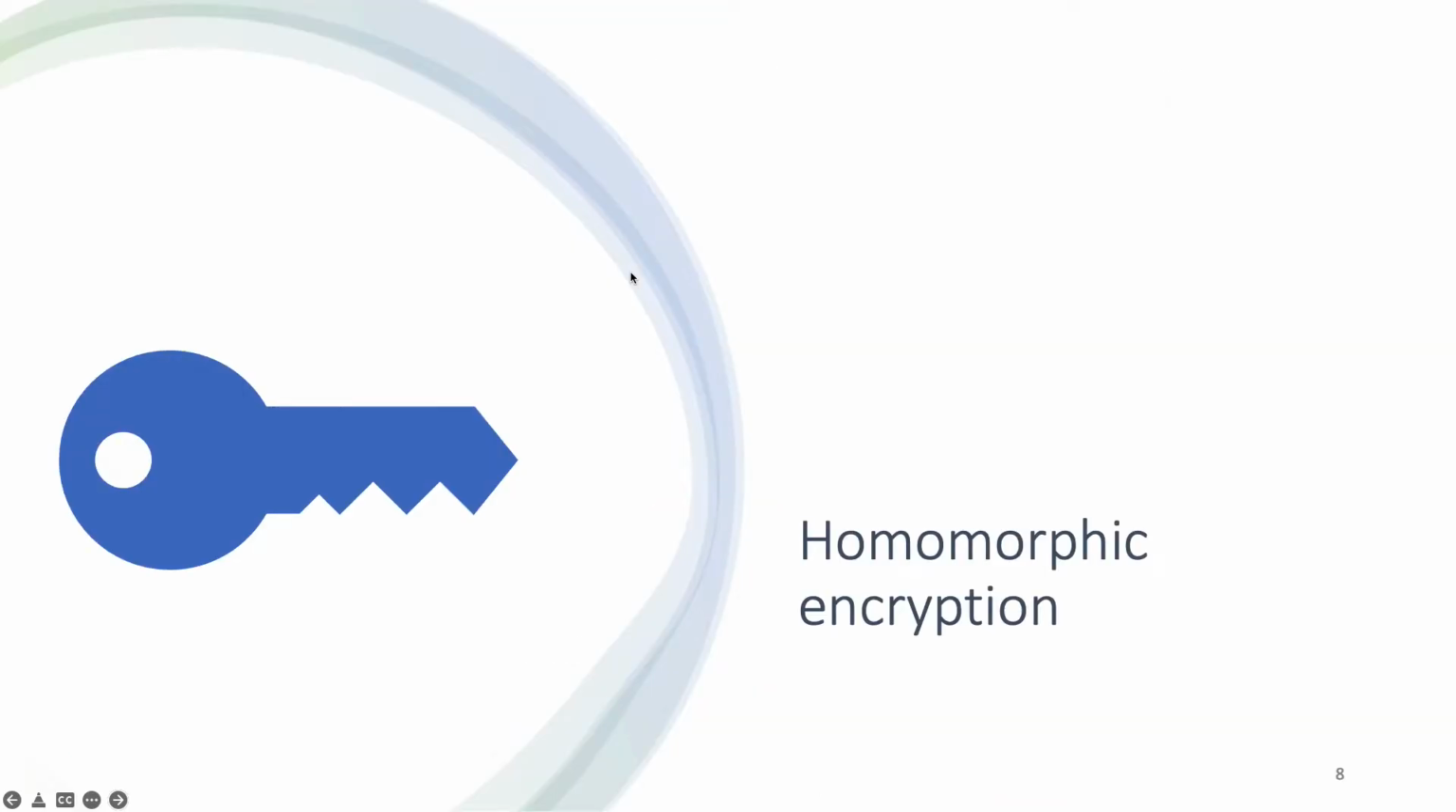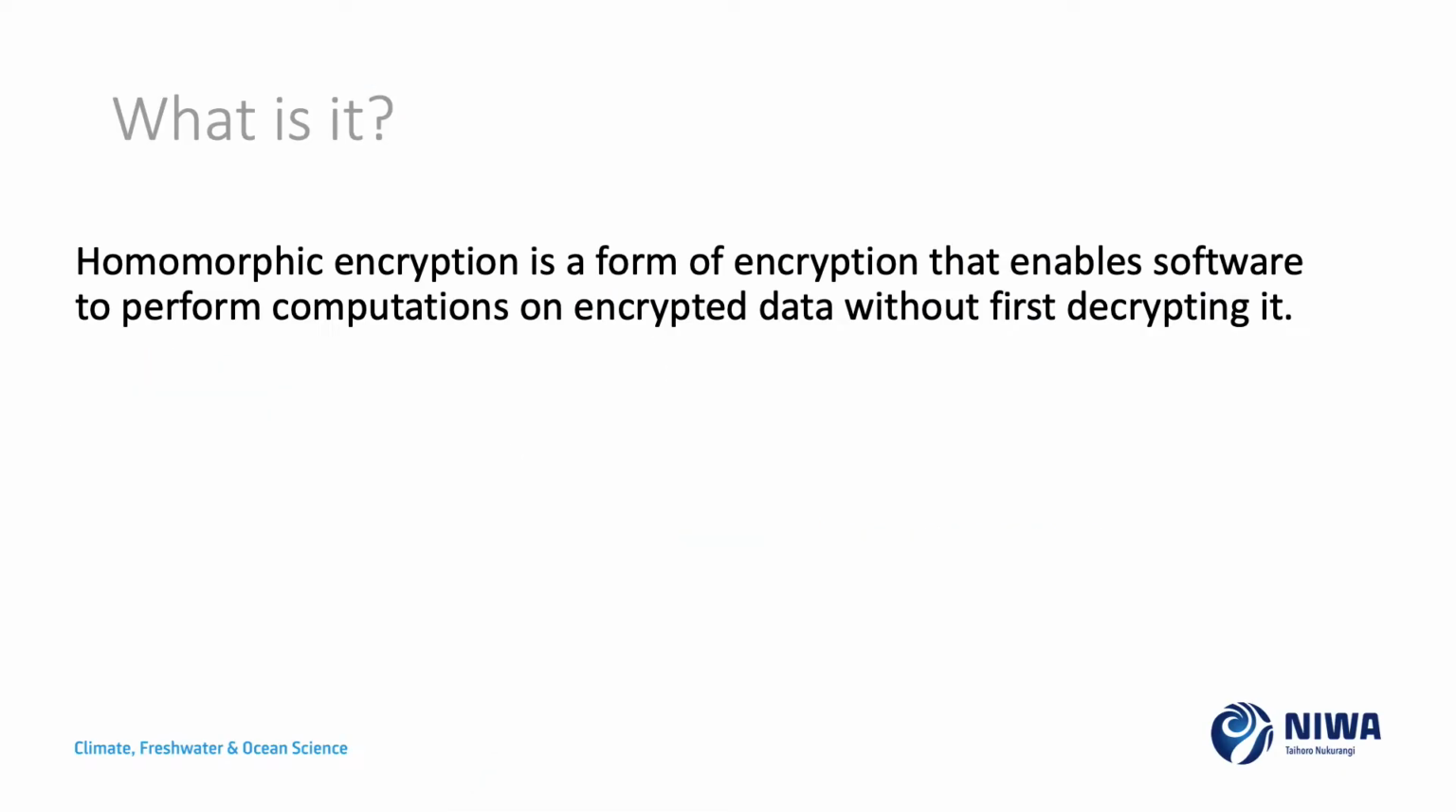That takes us to homomorphic encryption, because now we are done with the 101 crash course of cryptography. We are ready for homomorphic encryption. So what is it? It's a form of encryption that enables software to perform computations on encrypted data without first decrypting it. It sounds like wizardry in the beginning, and after you work with it, it still sounds like wizardry. That's the feeling you will have even after this presentation.